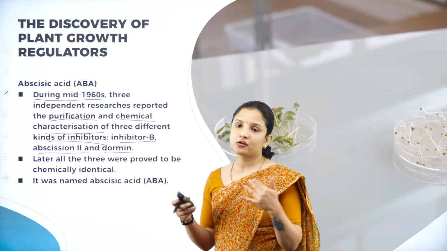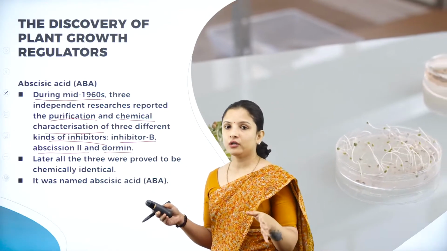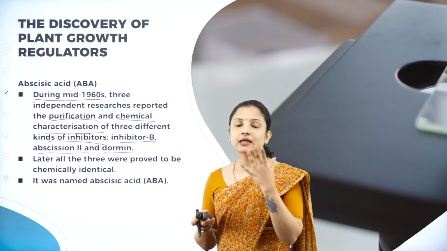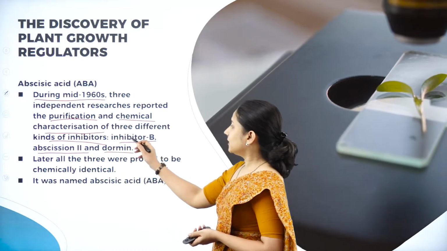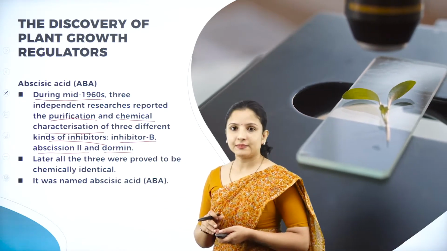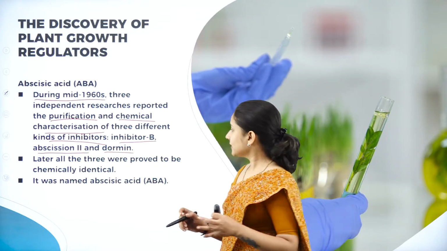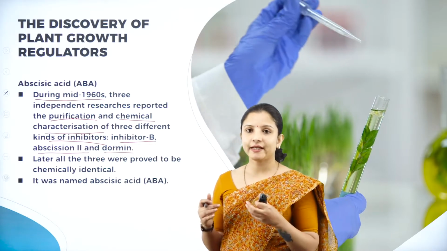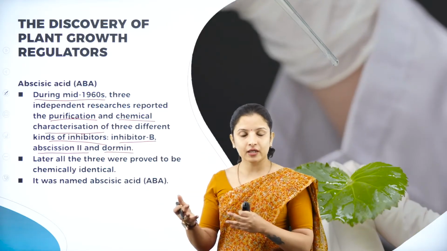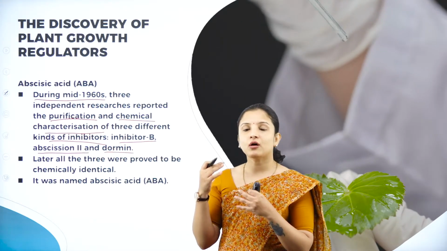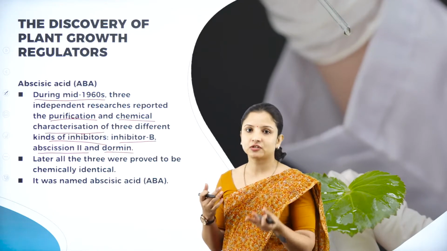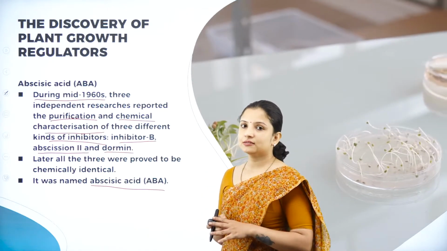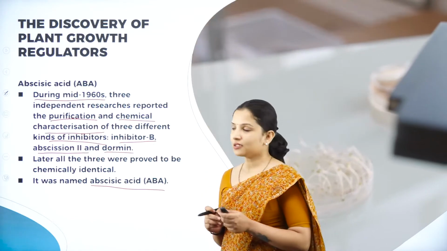3 scientists were working on different plant forms, and that is when they found some chemical compounds which they isolated, characterized and identified as inhibitors called inhibitor B, abscission 2 and dormin. Later on, these 3 compounds proved to be chemically identical. So although the 3 scientists gave different names, people started to understand that the 3 compounds were of the same structure. That is when it was named abscisic acid. So actually the 3 scientists' discovery led to the discovery of abscisic acid.